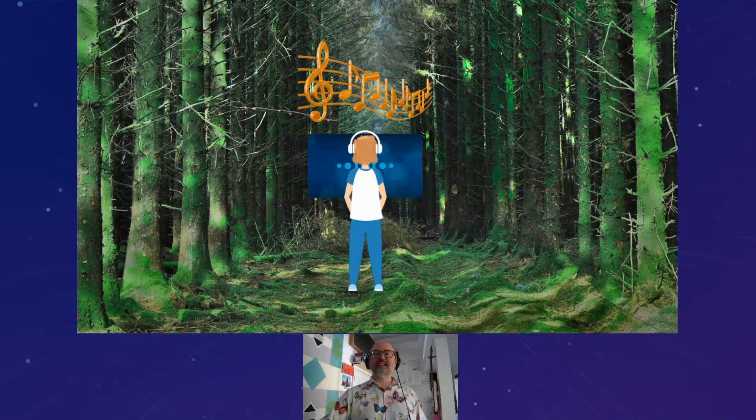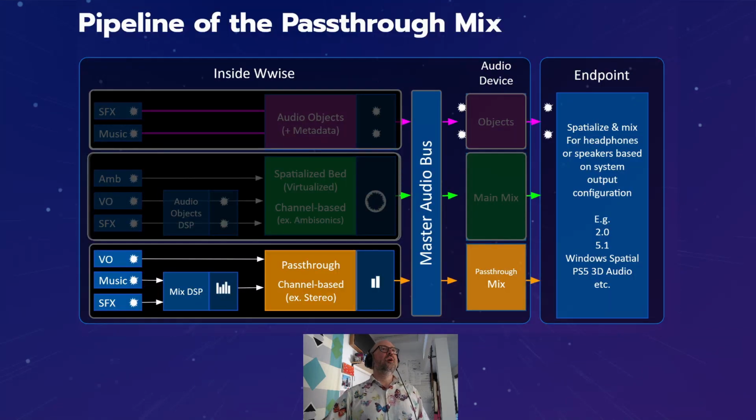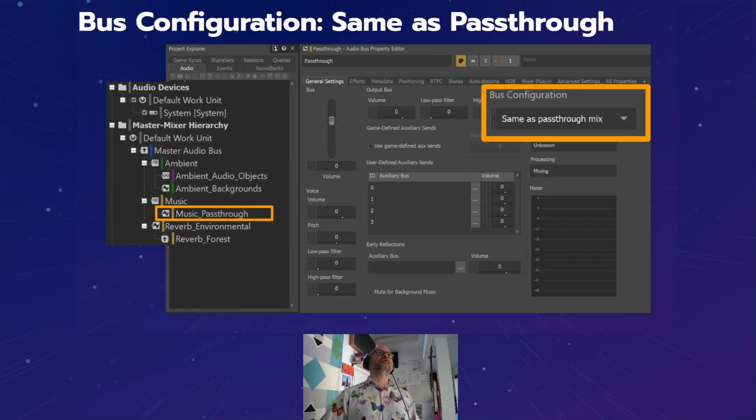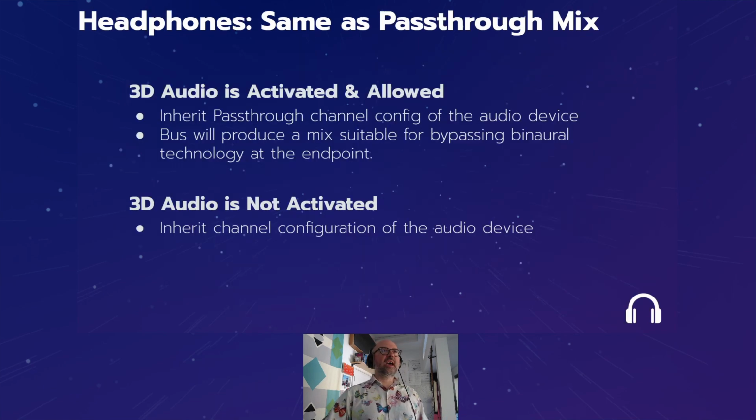And so we have this idea of a 2.0 channel configuration in our headphone-based virtual walkthrough, where we are routing our music to be mixed in a way that will not be processed by any binaural or 3D audio technology at the endpoint. This same as pass-through bus configuration would be set on a bus that we have our music routed to, that we don't want to be touched by any processing. And as long as nothing else is in the way, when 3D audio is activated and allowed, it'll inherit the pass-through channel configuration of the audio device, and the bus will produce a mix that's suitable for bypassing binaural technology at the endpoint. So easy peasy.